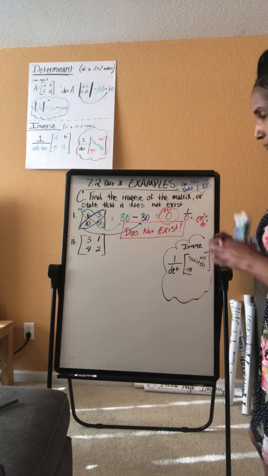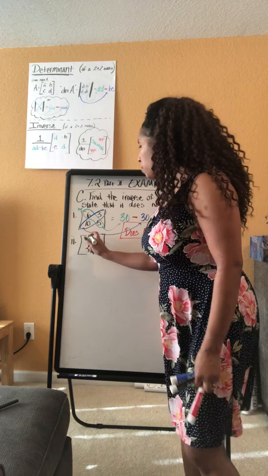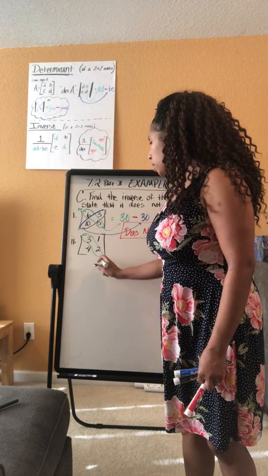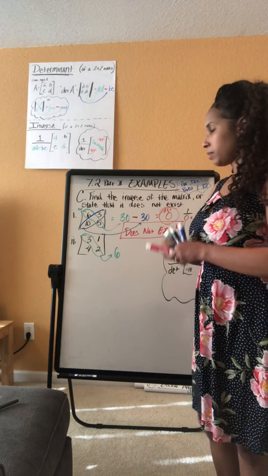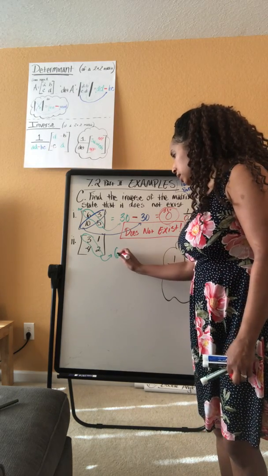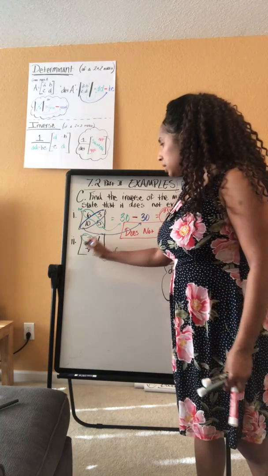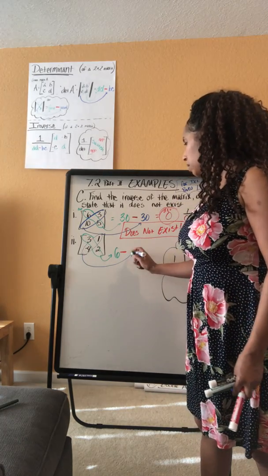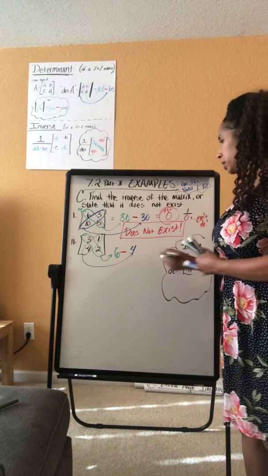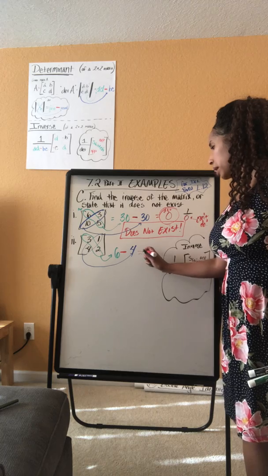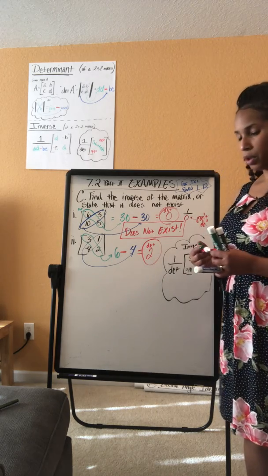So on to C2. Okay, again, the first thing I need to do is find my determinant. So I want to multiply my first diagonal. 3 times 2 gives me 6. It will always be a minus. And then if I multiply the second diagonal, 1 times 4 gives me 4. Okay, 6 minus 4 is 2. 2 is an acceptable number, so I can press on. My determinant is 2. Great.